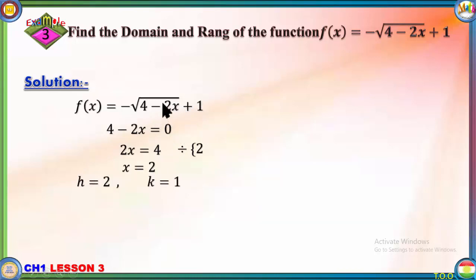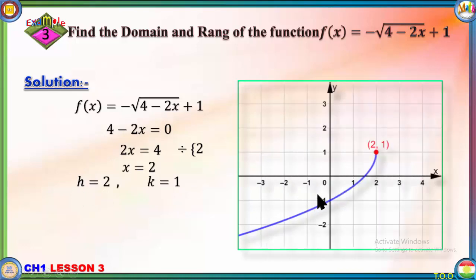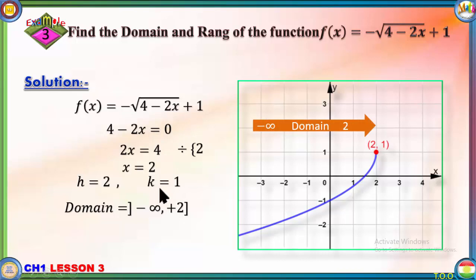And now, because the sign of x here is negative, therefore the domain starts from negative infinity to h, which is 2. And because the sign of the square root is negative, therefore the range begins from negative infinity to 1, which is k. The domain starts from negative infinity to 2 and the range from negative infinity to 1.